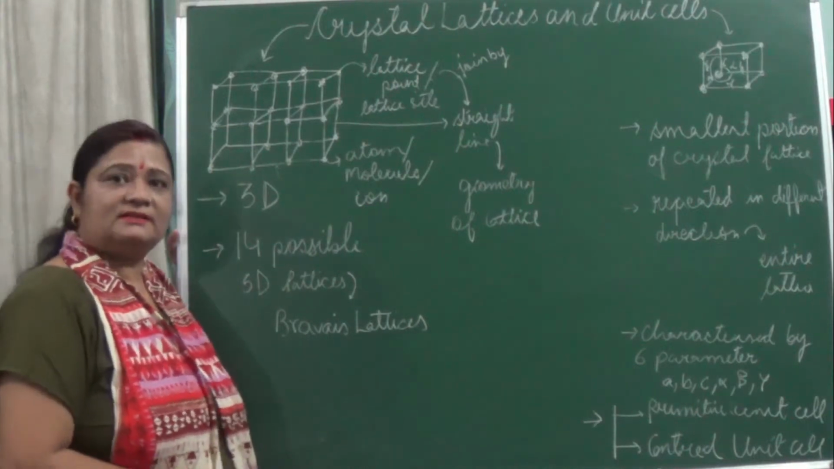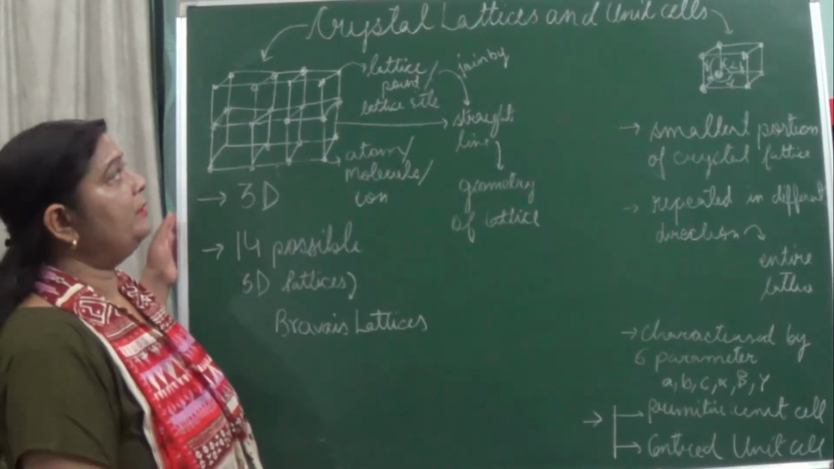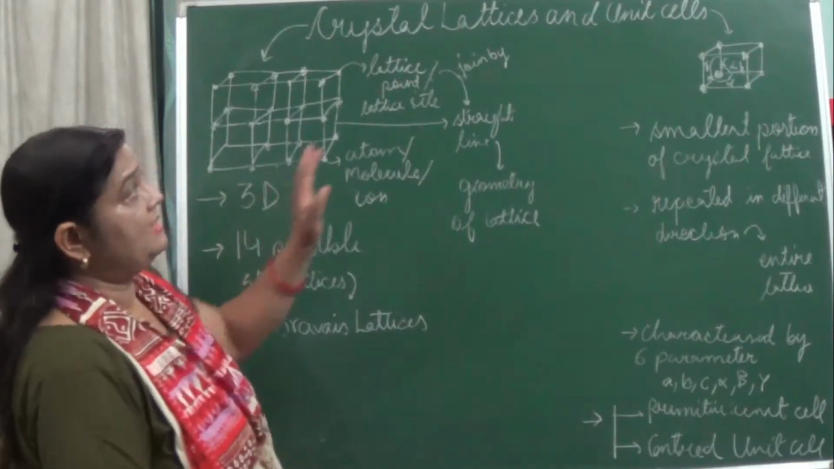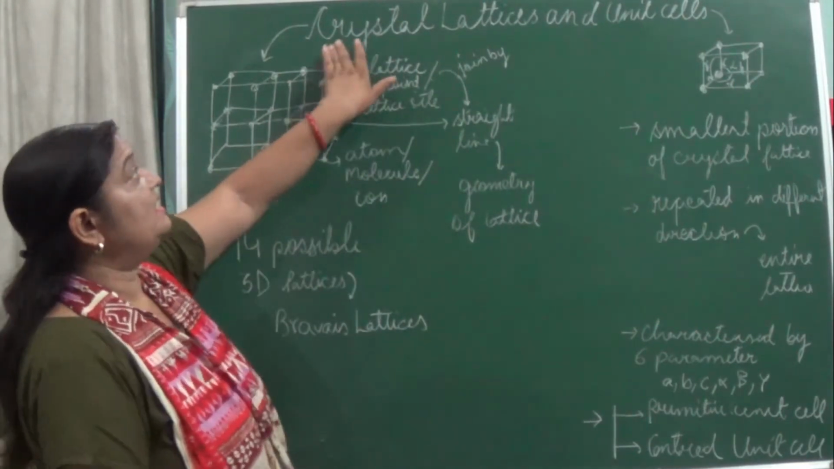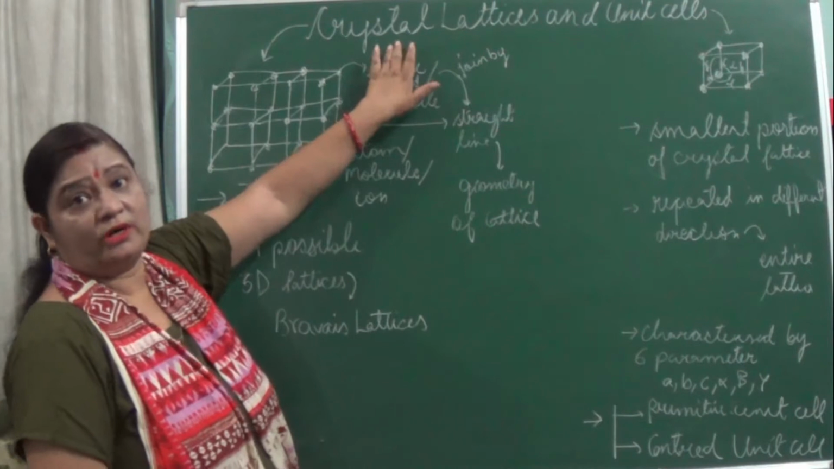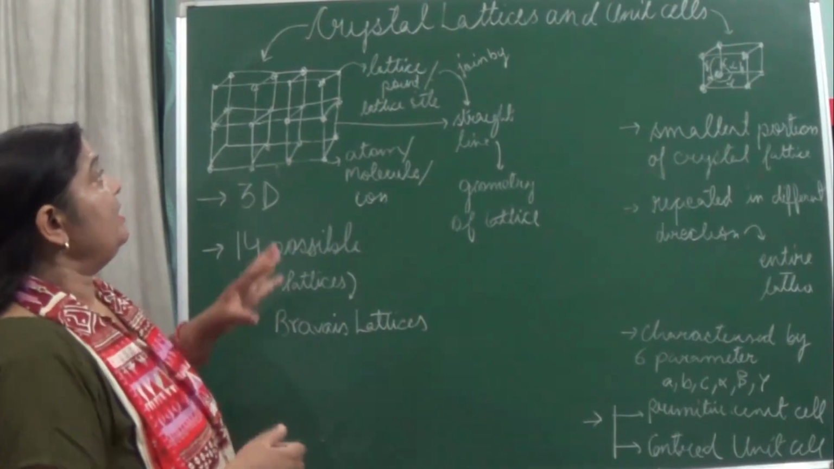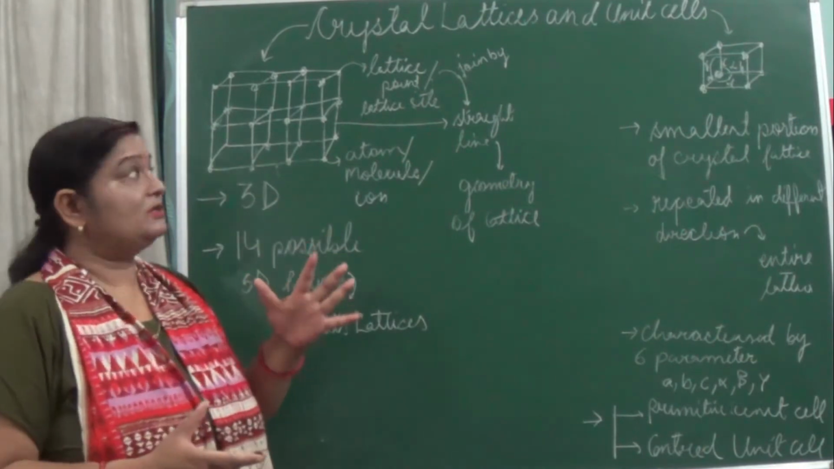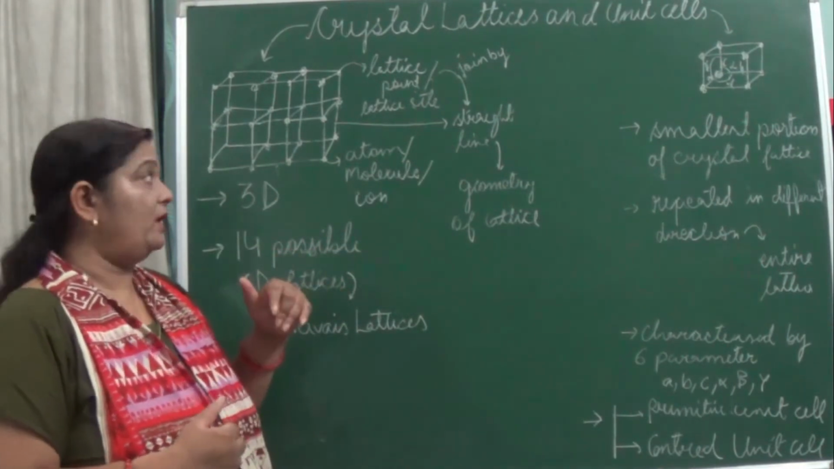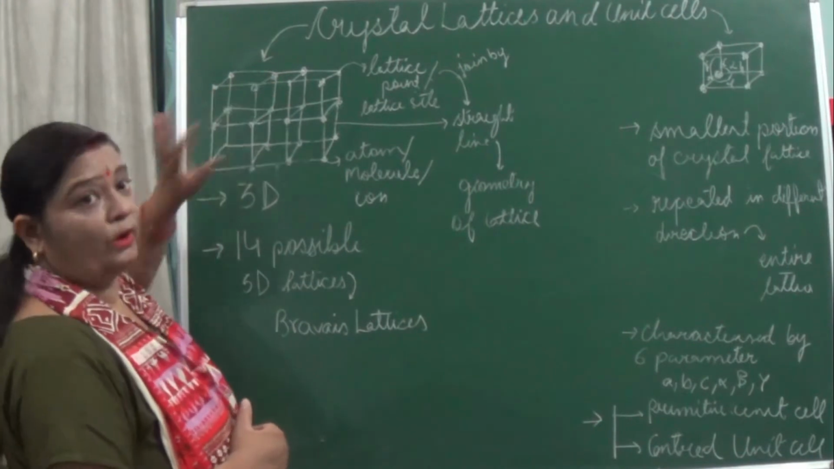Studied about the crystalline solid types. Okay, now we are going to study crystal lattices and unit cells. Okay, crystal lattices represent the crystalline solid, only its structure, how it is. Now when we talk about the structure of the solid, it is represented by what?